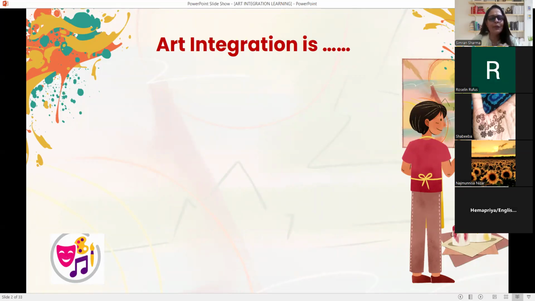What is art integration? If you simply put it, art integration is an educational strategy that weaves different art forms, say dance, drama, music, etc., into teaching and learning of core subjects. So it is not about teaching art for art's sake. Here we are using art as a bridge, as a very powerful tool to help our students understand abstract or difficult concepts of math, science, English, social science, etc., effectively and memorably.